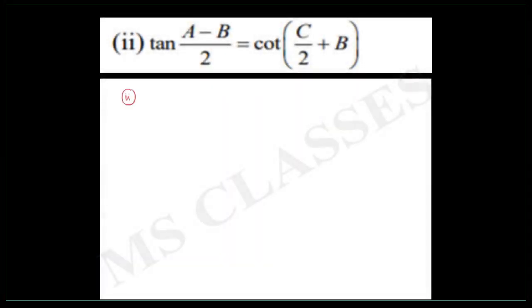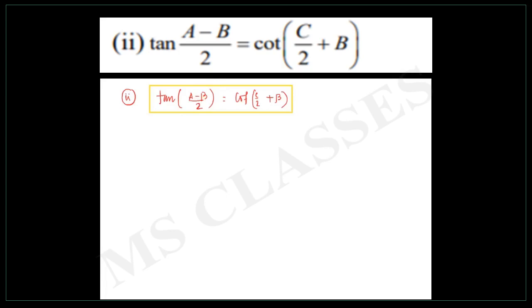Part 2. It is given tan (a minus b) by 2 equal to cot (c by 2 plus b). This is what we have to prove. Here it is given tan (a minus b) by 2 equal to cot (c by 2 plus b). So from the LHS, what we have to do? We have to eliminate a.